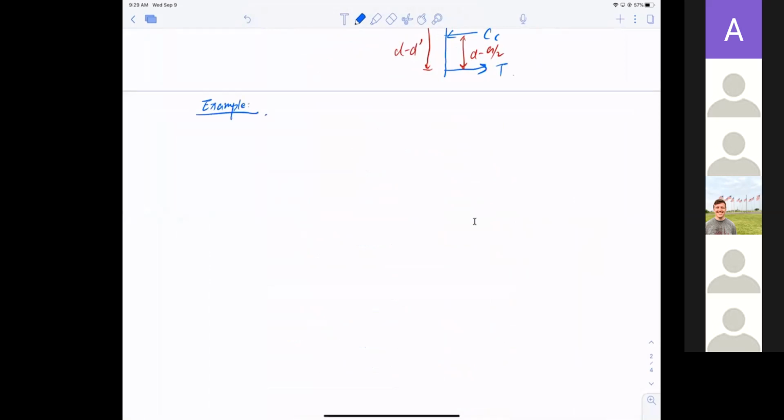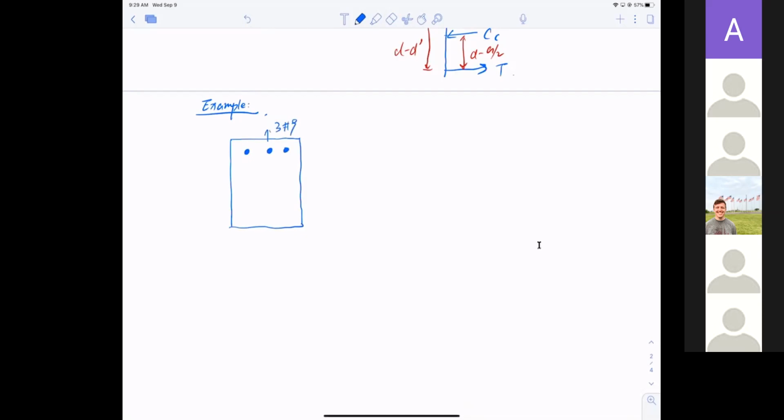Okay, and now I have a section. I have a nice rectangular section. For this rectangular section, I have top bars. Now this is compressive reinforcement, and these are 3 number 9.